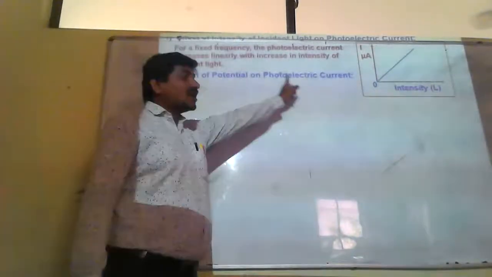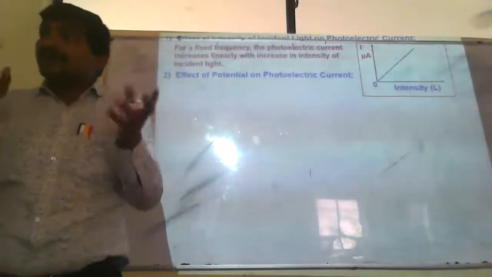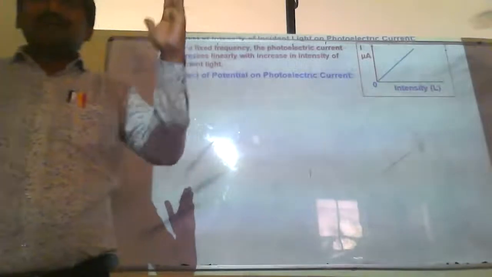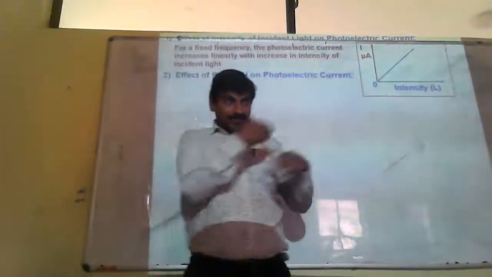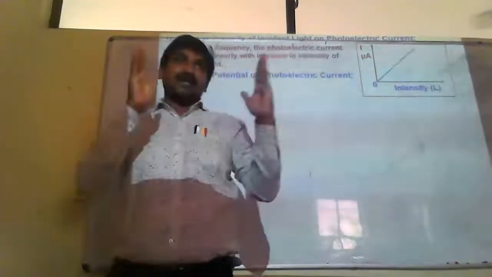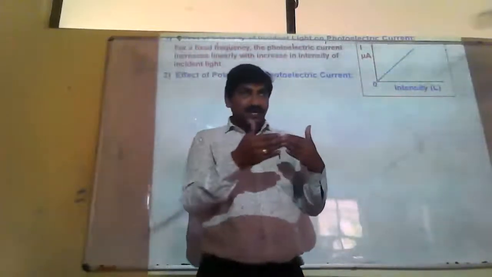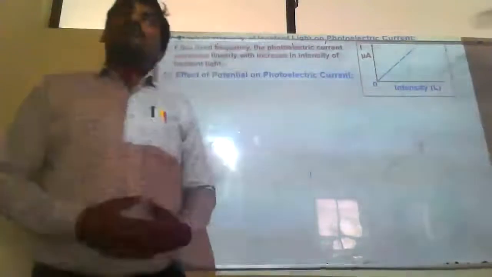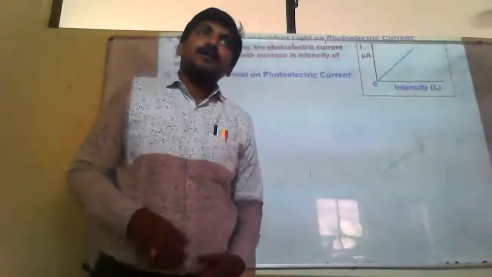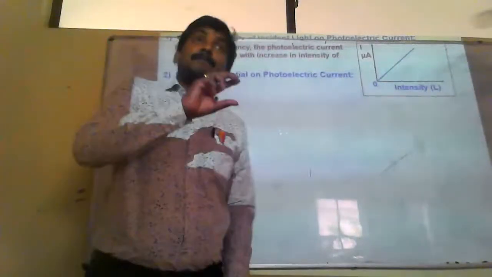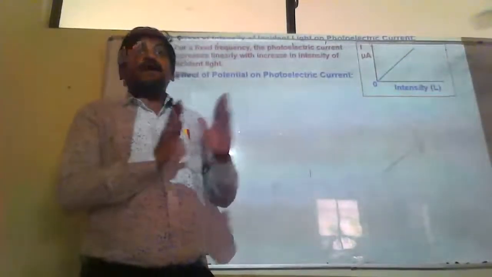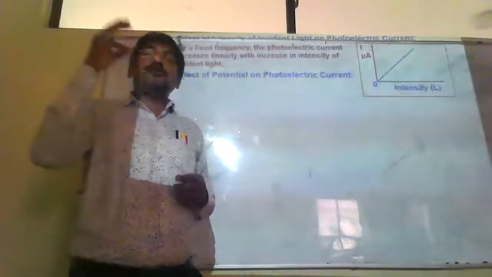The second effect is the effect of potential on photoelectric current. How will battery potential affect it? There is a cathode and anode I have connected, right? In the previous diagram which we have seen, I am changing the potential. How do you change the potential, sir? Battery terminals are there, no? From the battery terminals, I am increasing the positive potential, which means the anode potential I am increasing, on the positive side.